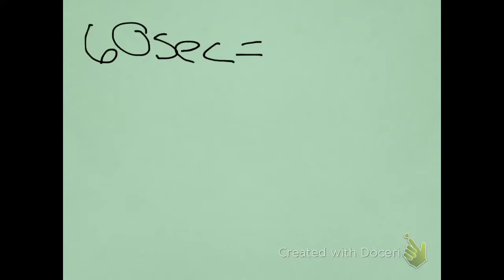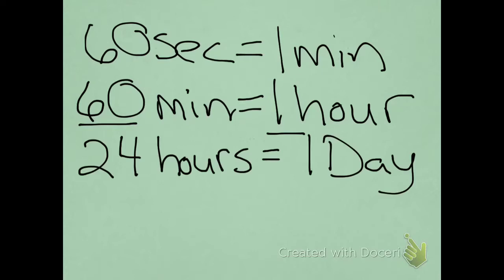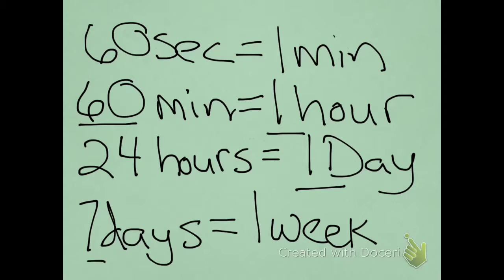We know that there are 60 seconds in 1 minute. We know it takes 60 minutes to equal 1 hour. We also know that it takes 24 hours for the Earth to spin around. So 24 hours equals 1 day. When 7 days have gone by, we know that that equals 1 week.